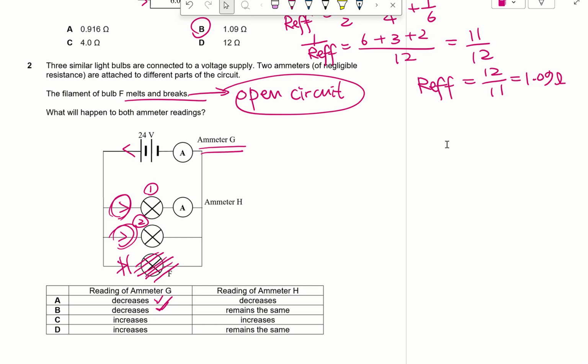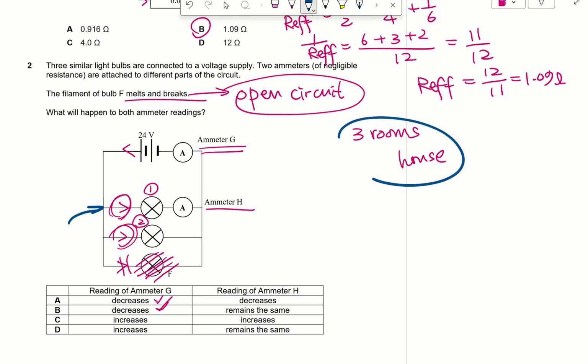How about ammeter H? Okay, so I'm going to use an analogy instead of using math to convince you. Okay, so for example, you have 3 rooms in your house. It's actually as if I have 1 room, 2nd room and 3rd room. All 3 rooms actually have light bulbs in there, right? So when I turn on the lights for all 3, individually, because they are not connected in series, they are connected in parallel, like the house lights in your home.